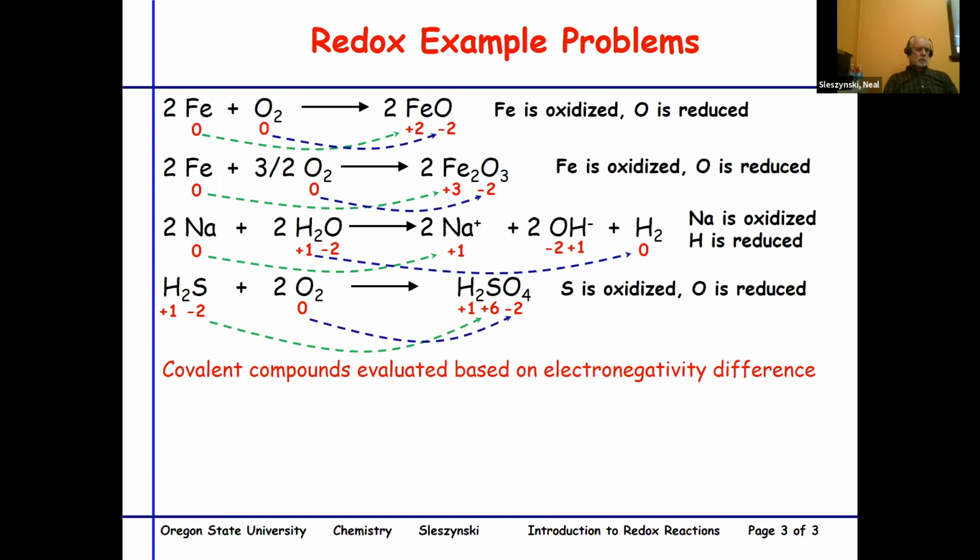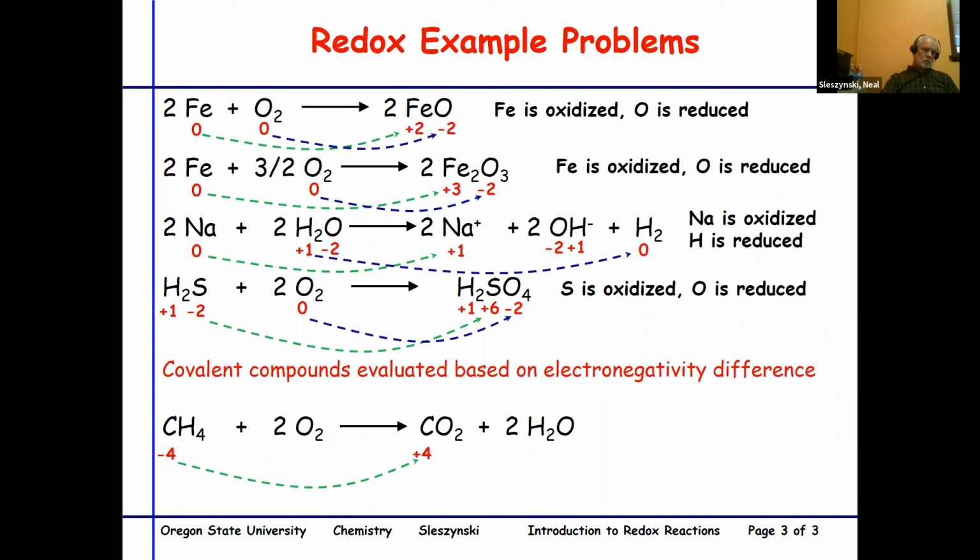And sulfur is being oxidized, oxygen is being reduced during the course of this reaction. When we take a look at covalent compounds, we evaluate the oxidation states based on the electronegativity differences between the atoms bonded together. So if we take a look at a reaction where we're going to burn methane in the presence of oxygen to give ourselves carbon dioxide and water, although we say that carbon-hydrogen bonds are nonpolar, there is a slight difference between the electronegativity values for carbon and hydrogen. Carbon is slightly more electronegative, and as a result, we're going to say that carbon is -4 in methane.